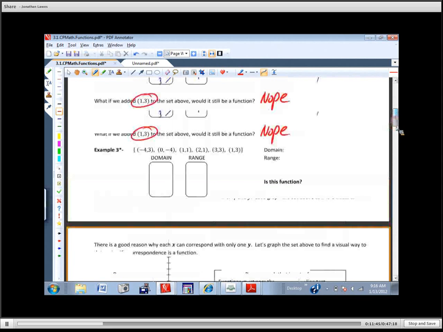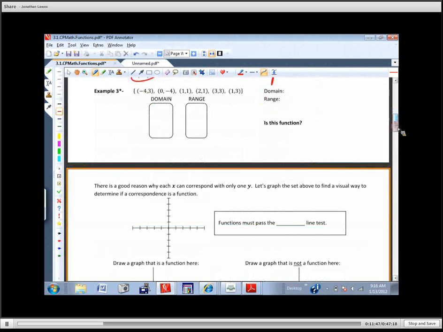let's go ahead and graph these points here. So -4, 3 would be right here. 0, -4 would be right here. 1, 1 would be right here. 2, 1 would be right here. 3, 3 would be about there. And then we said this was the problem, right? Adding that one would make an issue. Okay, so let's put that one on here. 1, 3 is right here.